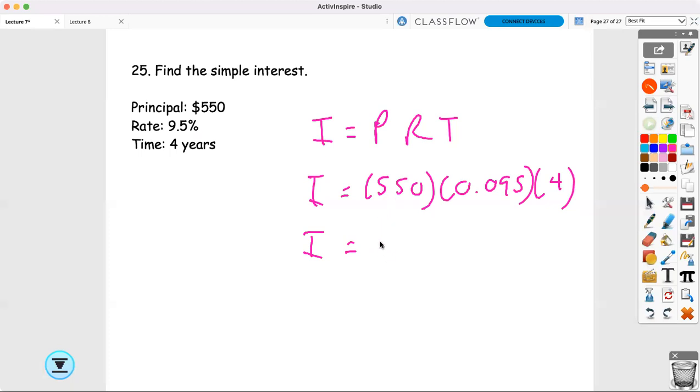So for this interest rate, when y'all multiply it, what'd y'all get? Anyone want to show what they got so far? 209. 209, that's correct.